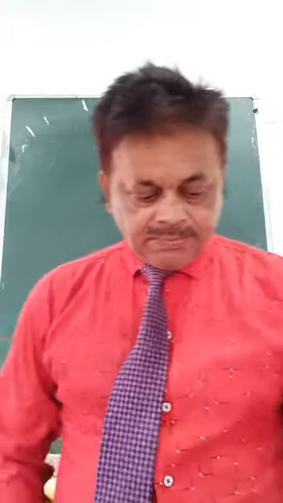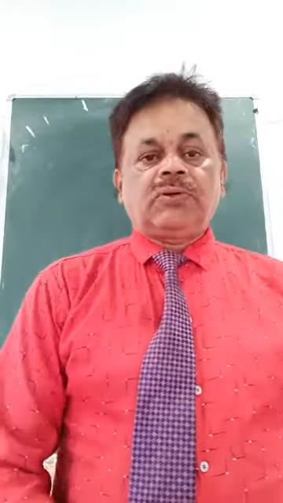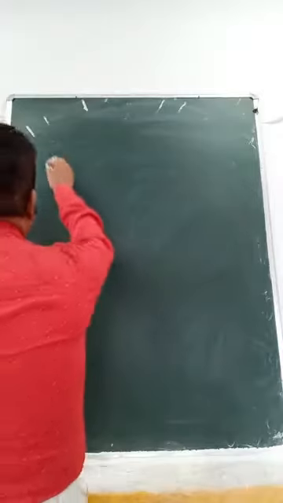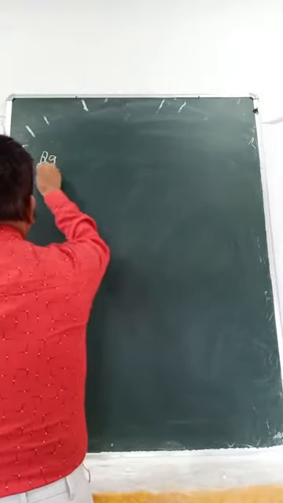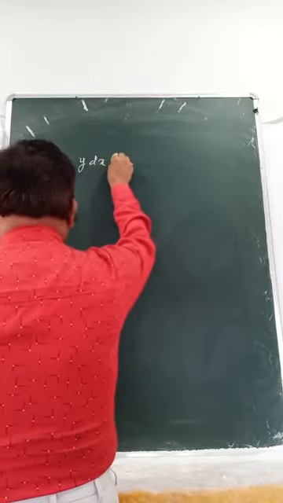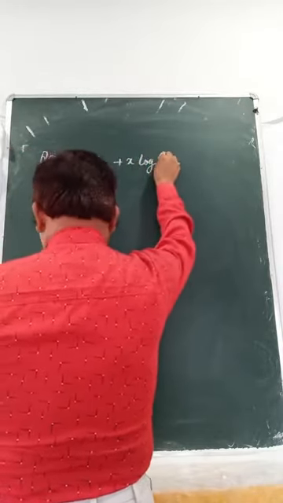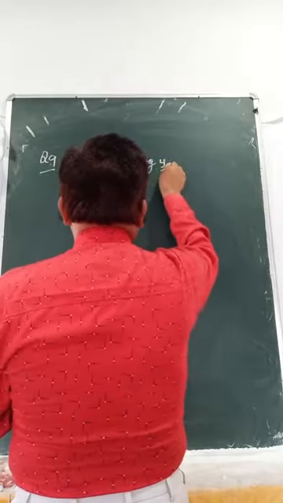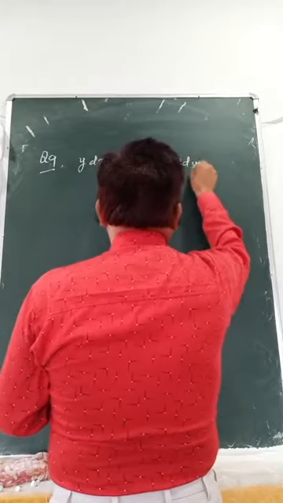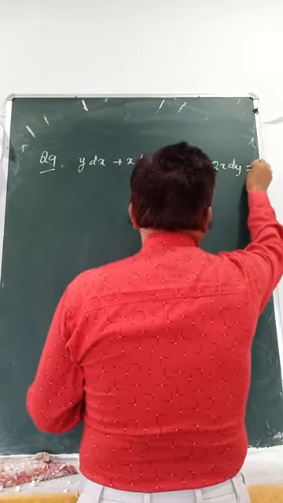So we'll continue with the differential equation of homogeneous form. Some more questions. See question number 9. That is y dx plus x log (y by x) dy minus 2x dy equals 0.